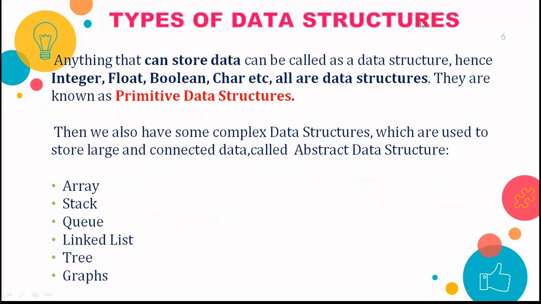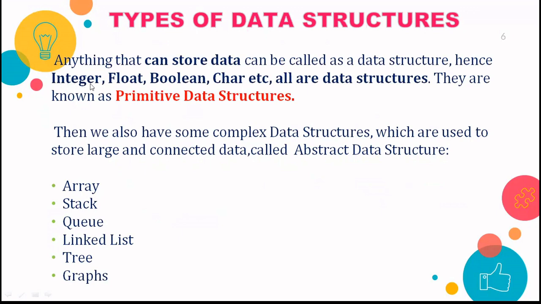Now coming to the different types of data structures. So what is a data structure? Basically, any entity that can store something. When we learned C programming, we had these data types: integer, which was used to store 2 bytes of information, then float, 4 bytes of information. We did not have Boolean in C programming, but it is available in other programming languages like Python. And then we had char, which can store a character.